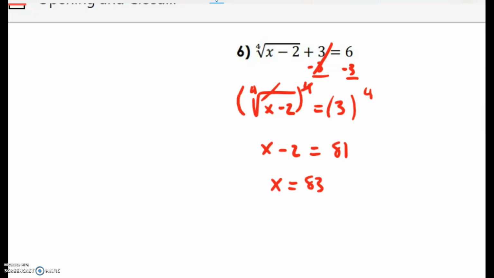Now let's just check this. Plug it in. 83 minus 2 is 81. Fourth root of 81 is 3. 3 plus 3 is 6. So this is a real solution.